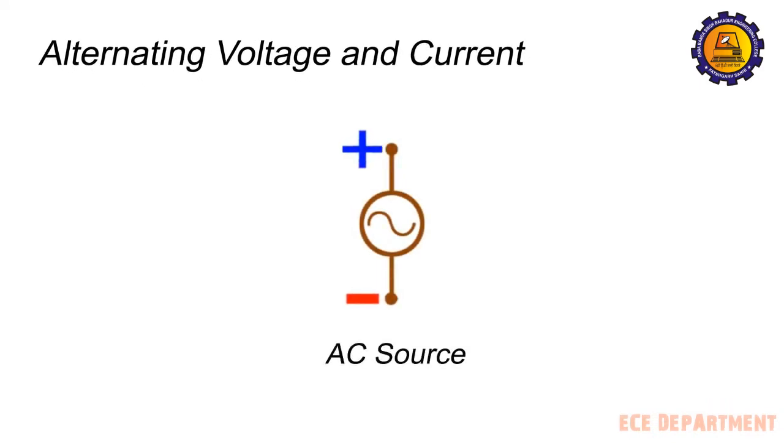Alternating voltage and current. When available voltage from an electrical source changes its direction periodically, the voltage is known as alternating voltage, and the source from which it is available is known as AC source.